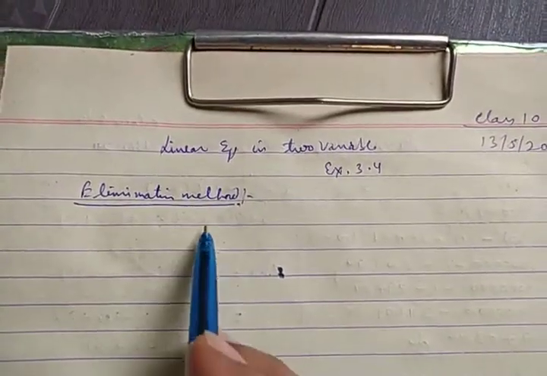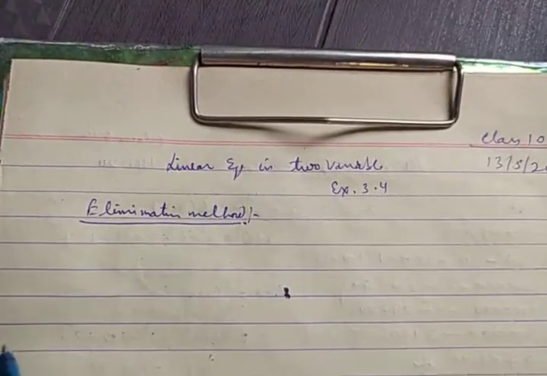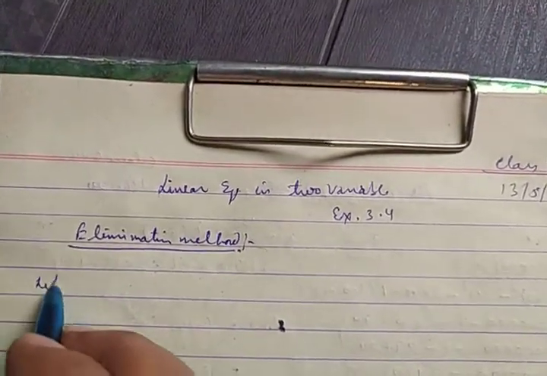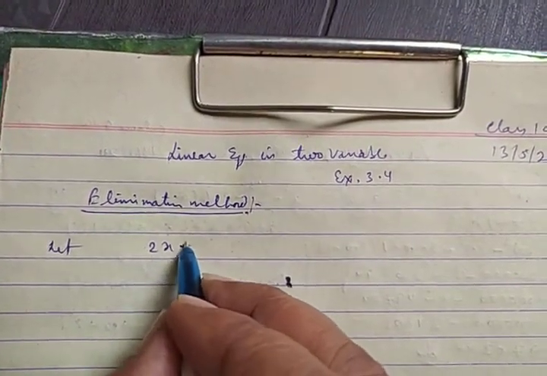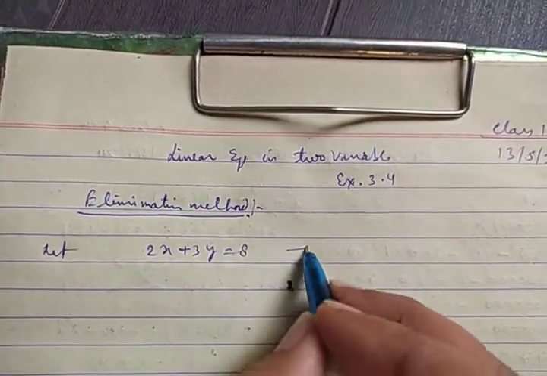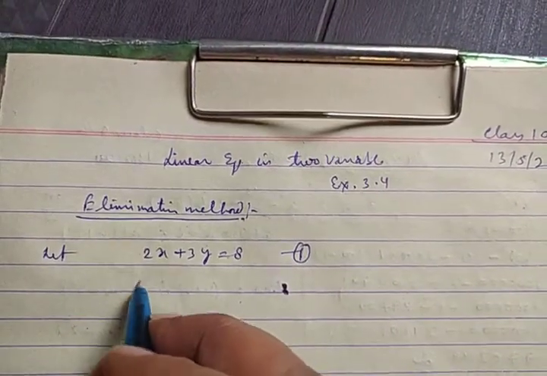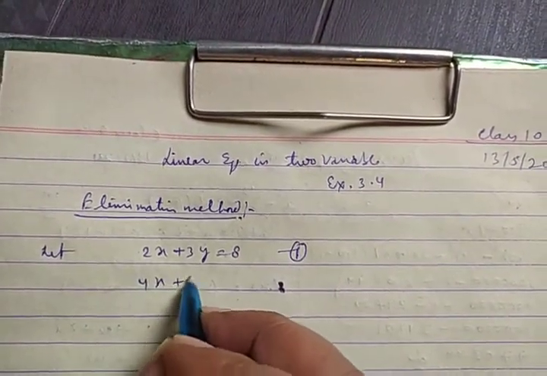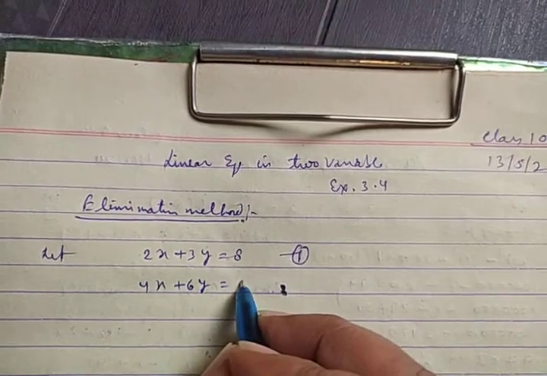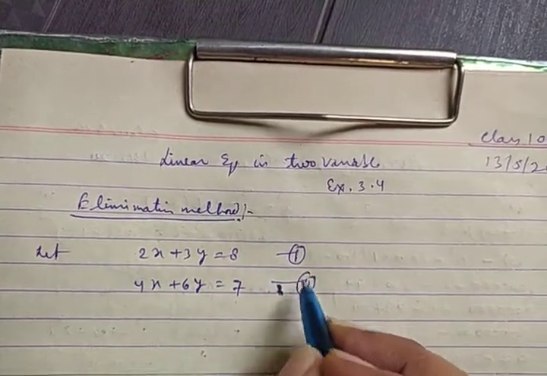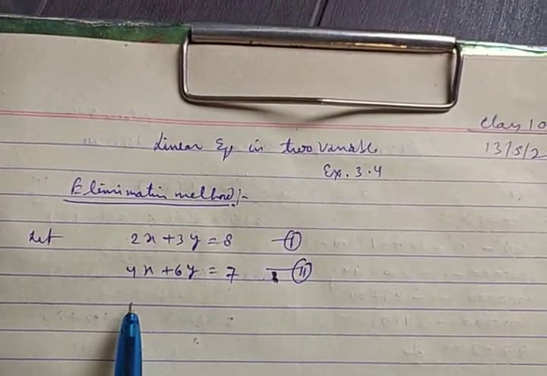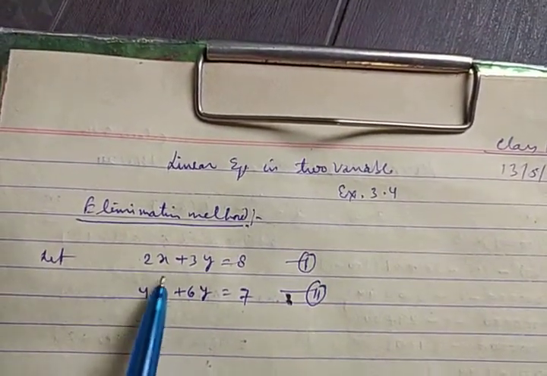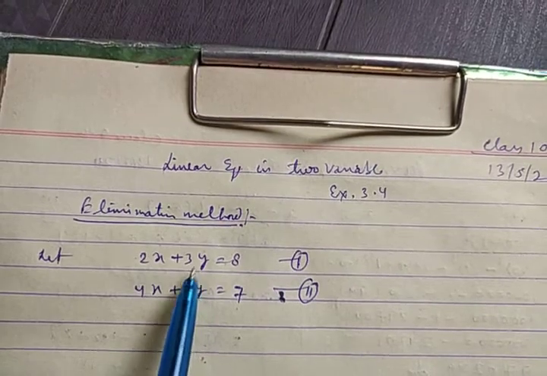Now let us take an example for the sake of understanding this method. Taking two equations, just as an example: 2x plus 3y is equal to 8. This is your equation 1. And 4x plus 6y is equal to 7. This is equation 2. In the previous method, you had to substitute the value of one variable from one equation into the other equation.